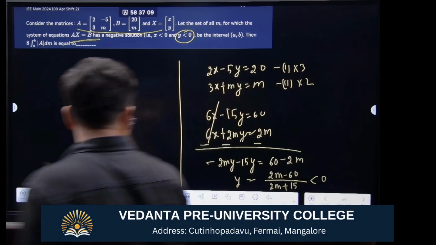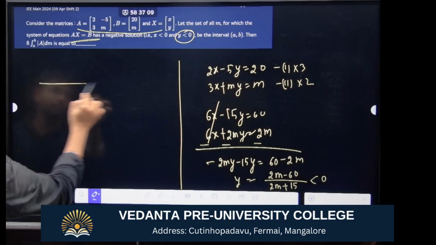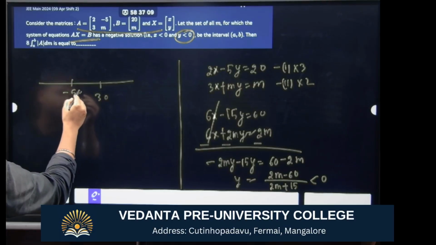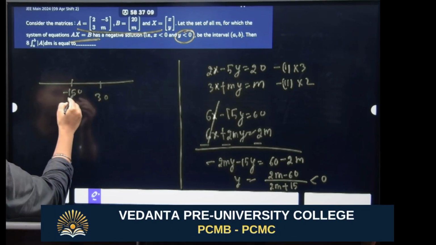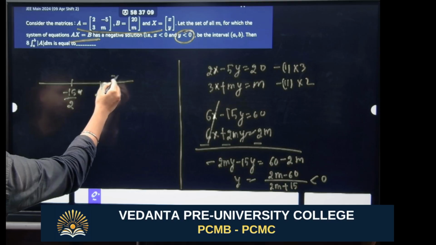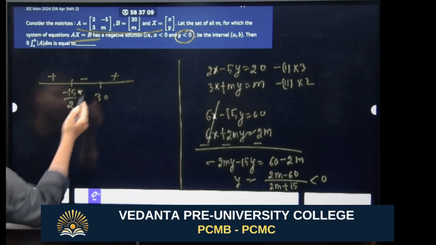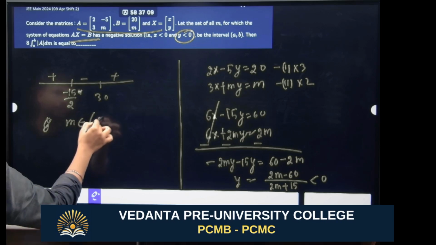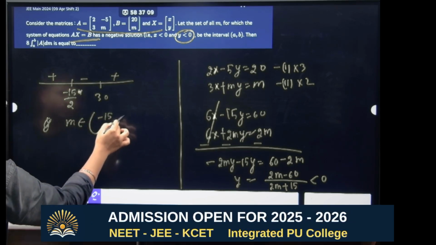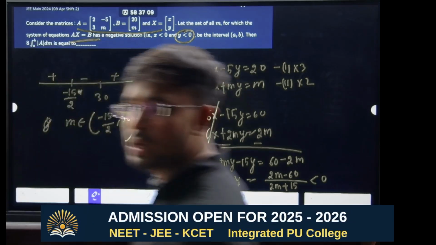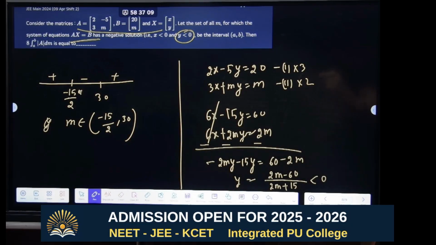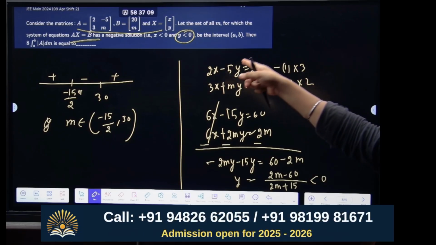And if this value is less than 0, what does this mean? Plot this on the number line: minus 15 by 2 and 30. So plus, minus, plus, I want the negative part. So m belongs to minus 15 by 2 to 30. So I saw that if y is negative, then m should be from minus 15 by 2 to 30. Similarly, you find the value of x, and x is also given negative.